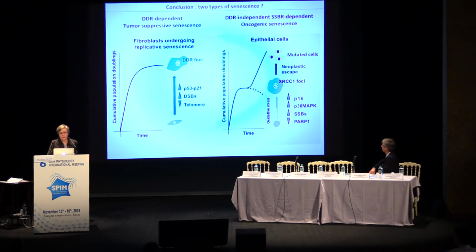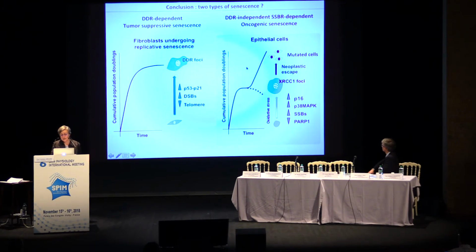So to conclude, we propose that there exist 2 types of senescence in human skin. One concerns the fibroblasts, who undergo probably replicative senescence, so classical replicative senescence with telomere shortening, accumulation of double-strand breaks, which would lead to an upregulation of P53 and P21, and to a very, very stable tumor suppressive senescence.